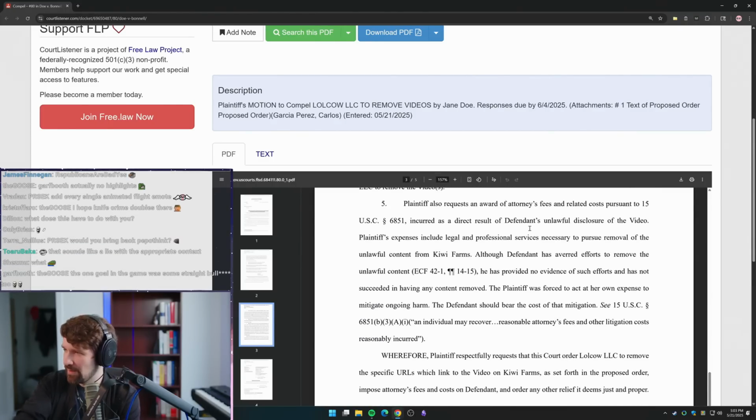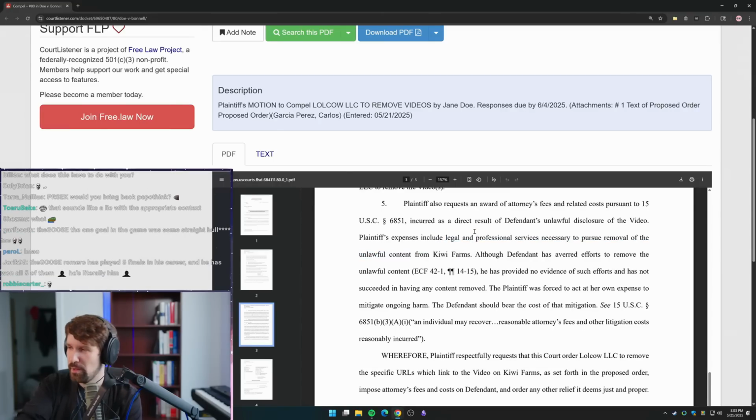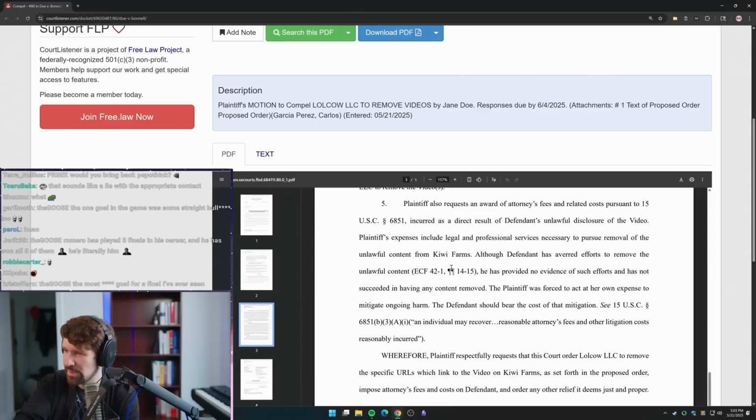Plaintiff's expenses include legal and professional services necessary to pursue removal of the unlawful content from Kiwi Farms, so writing an email. Although defendant has averred efforts to remove the unlawful content, he has provided no evidence of such efforts and has not succeeded in having any content removed.